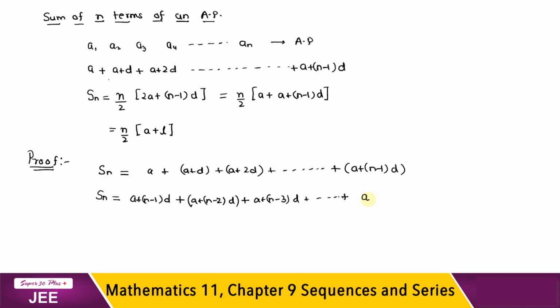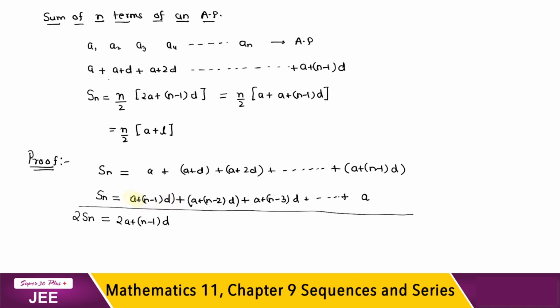Alright, so one can easily appreciate the fact that the sum in this case and the sum in this case is going to be the same. The sum is not going to get altered in these cases. I hope everybody is getting till this point. So now if I add this result and this result, we are going to get 2 times Sn in the LHS, and in the RHS we are going to get a plus a plus n minus 1 into d, which is equal to 2a plus n minus 1 into d.